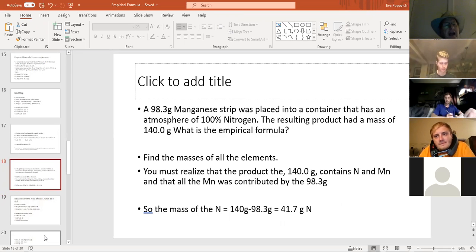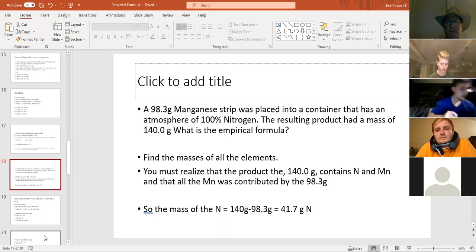This and the next problem are going to be kind of like what we're dealing with in our lab today. I got 98.3 grams of manganese. I put this in a container that has 100% nitrogen and heated it up. The resulting product had a mass of 140.0 grams. All right. Now we have to determine the empirical formula.